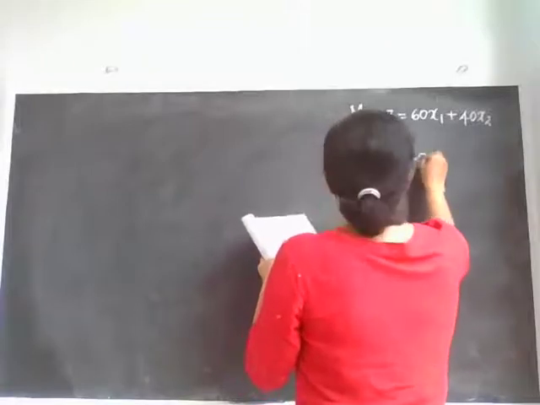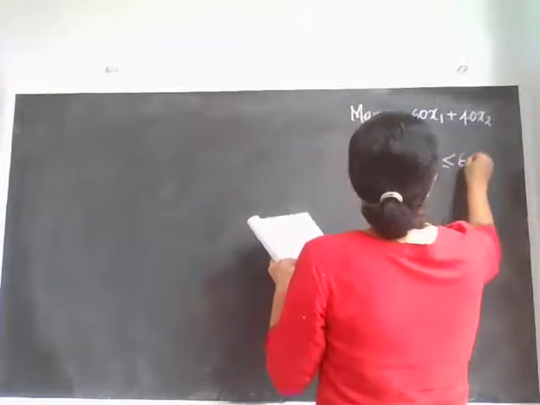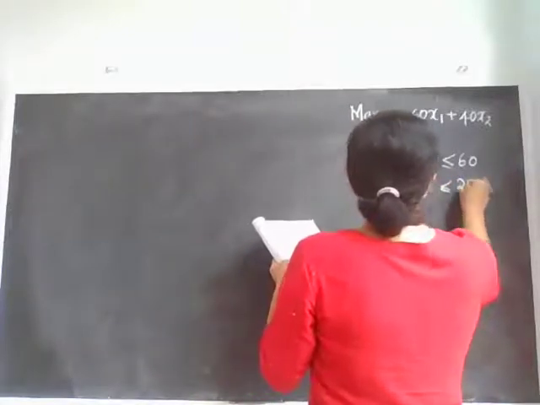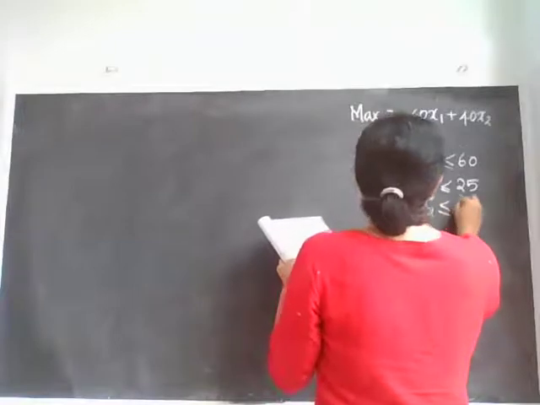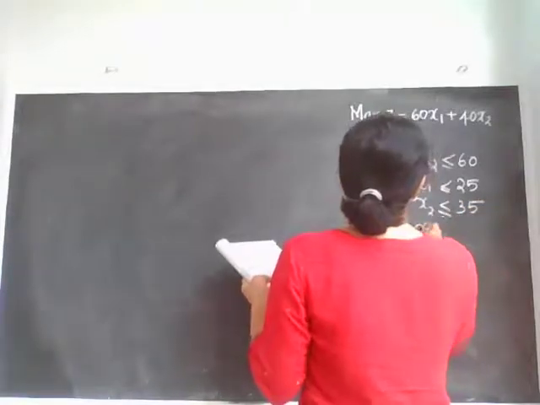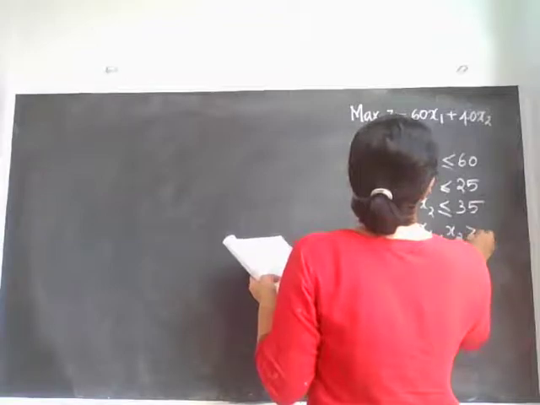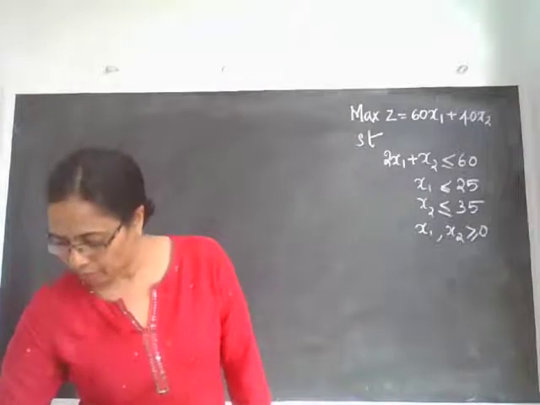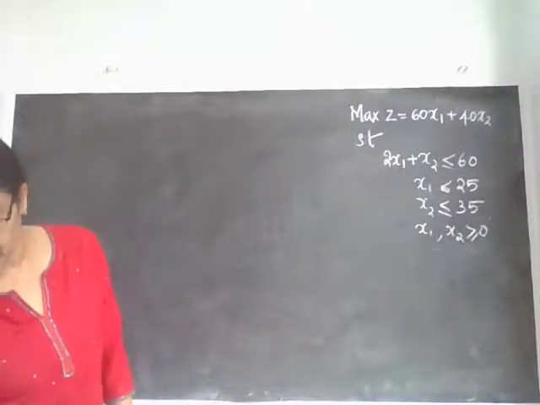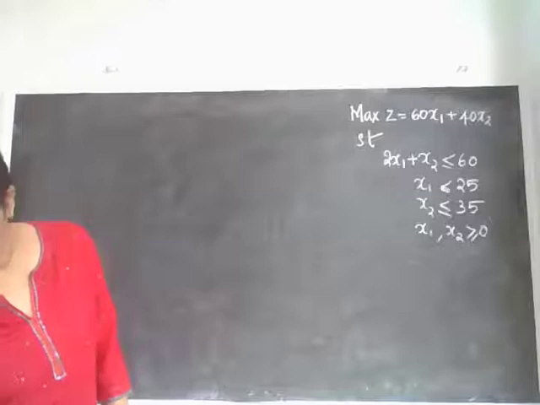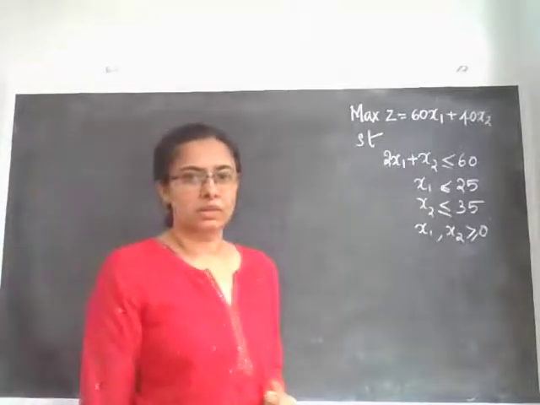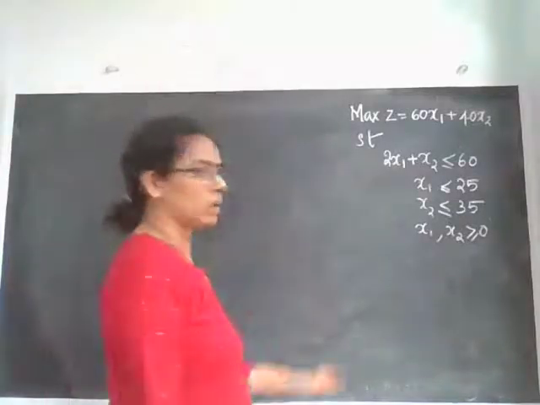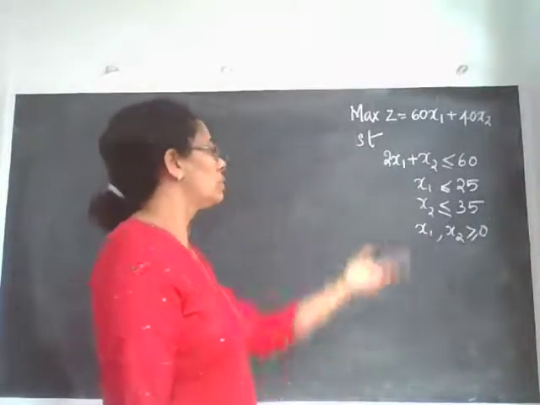2x1 plus x2 less than or equal to 60, x1 less than or equal to 25, x2 less than or equal to 35, x1, x2 greater than or equal to 0. This is the problem. Can you see this? Now we have to do this problem.